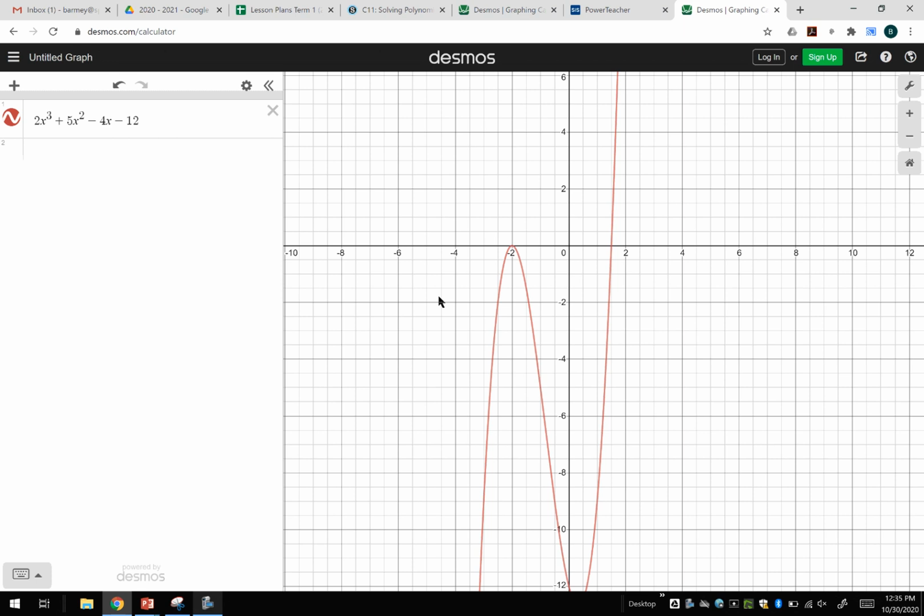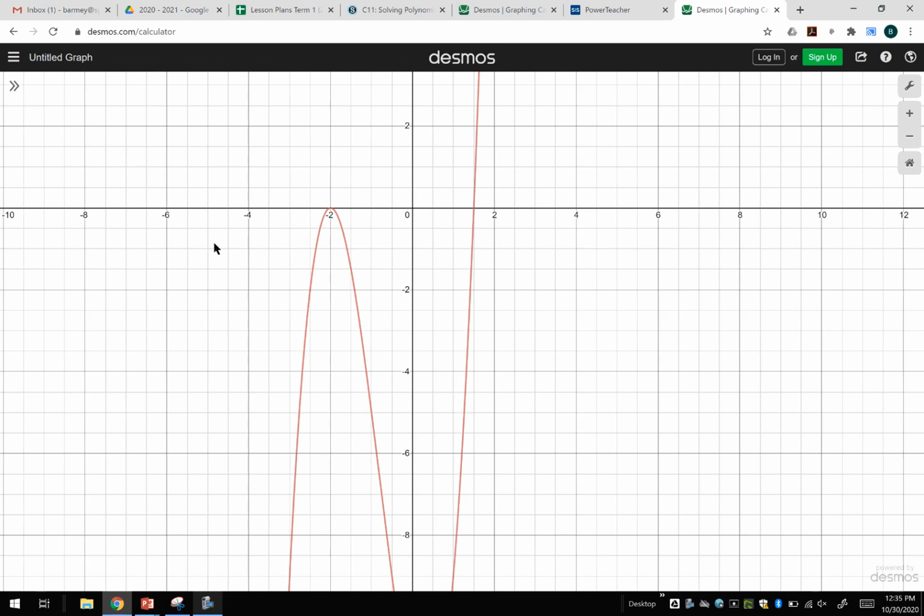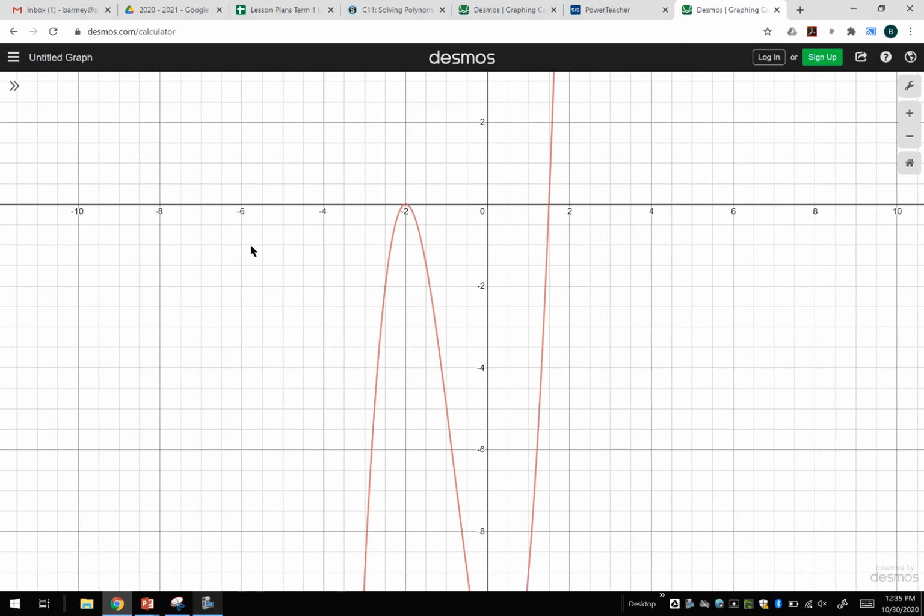Okay, is everybody able to produce this graph on their screen from Desmos? Okay, I'm just going to minimize my bar on the left. It doesn't matter, you can leave it open or not. Okay, so let's look at answering the questions now. So part A, it says to sketch. And so I'm going to ask you just to sketch this graph. I mean, Desmos has already drawn it for you, but I want you to make a quick sketch.